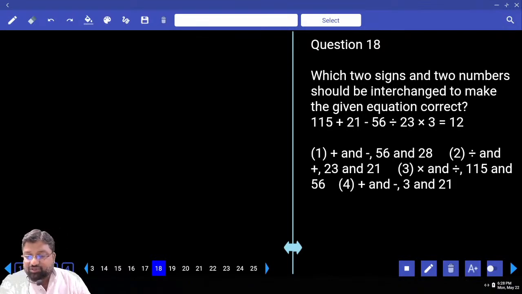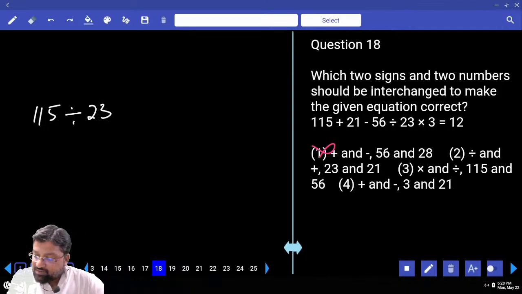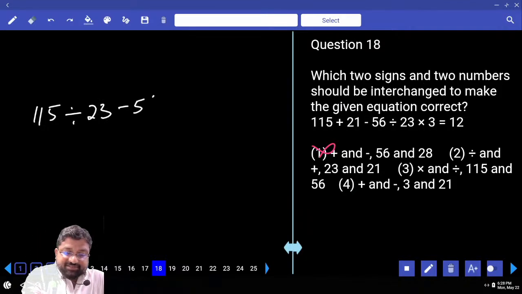Now we have a question where you are supposed to change the numbers and symbols. If you observe carefully, the first option asks us to change plus and minus, but the next asks us to change 56 and 28. Is there a 28 at all? When there is no 28, how can you expect the answer from the first option? No. Next is what? Divide and plus, 23 and 21. Now plus becomes what? Divided by. 23 should also be changed together with 21.